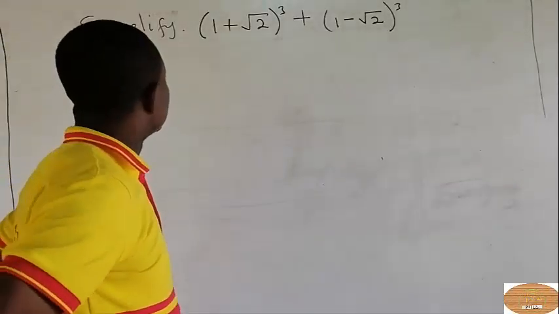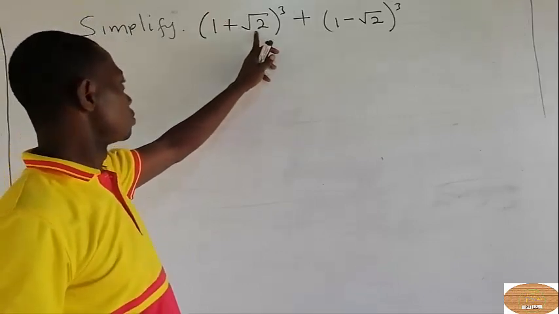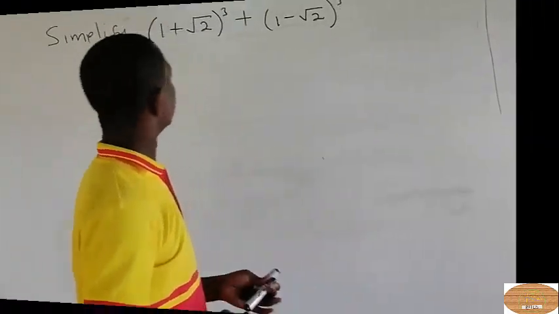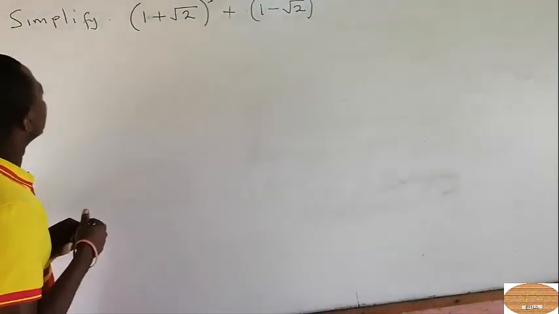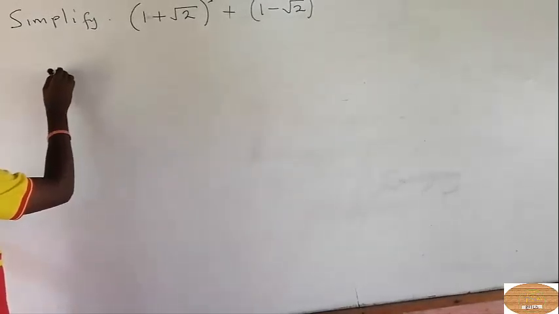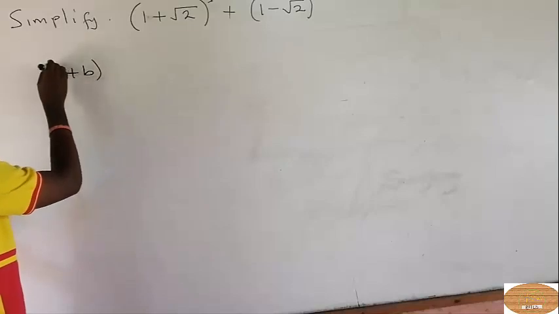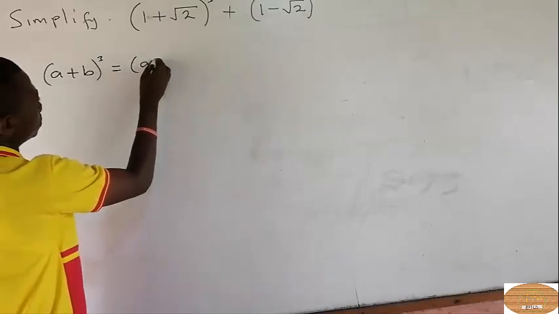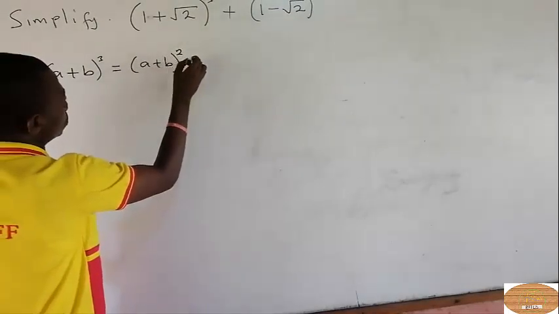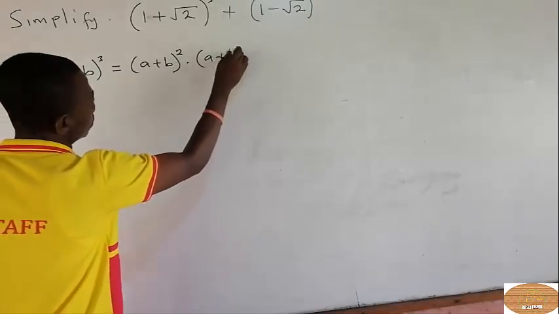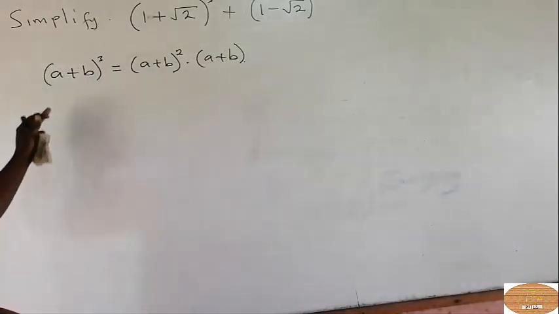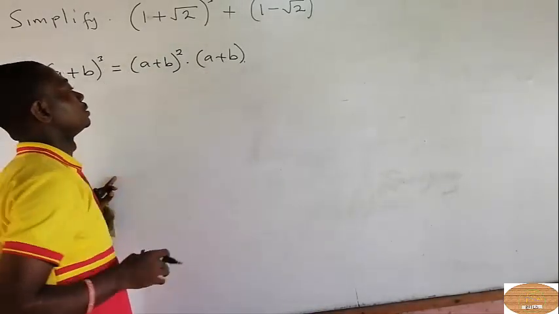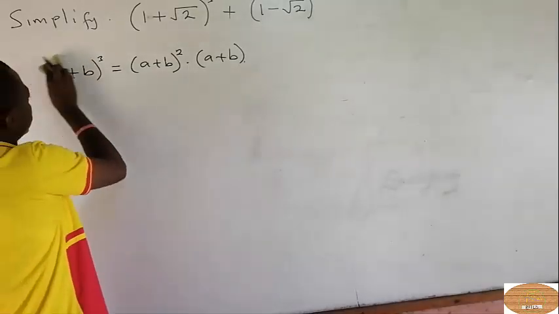You are going to look at this one: (1 + √2)^3 + (1 − √2)^3. Alright, so let's start. Now, before that, in case you have this one, (a + b)^3 is the same as (a + b)^2 times (a + b). So you can choose to write this one as this. You apply this one, you expand this, and the remainder is like this. Alright, so let's move on.